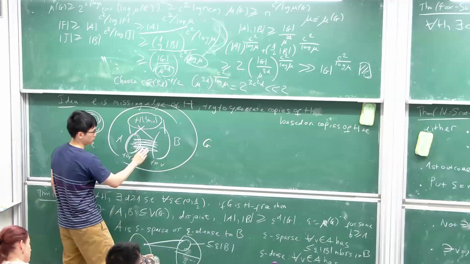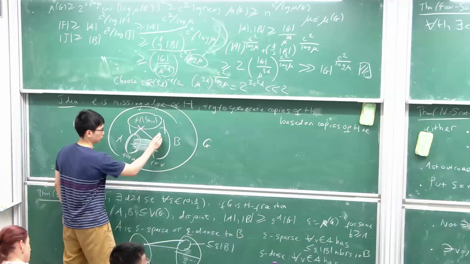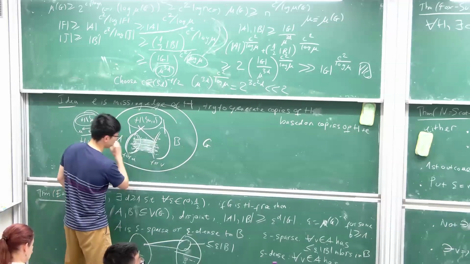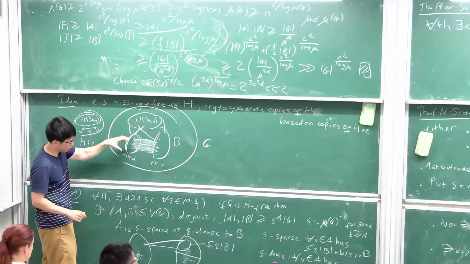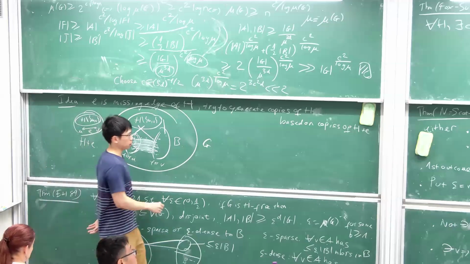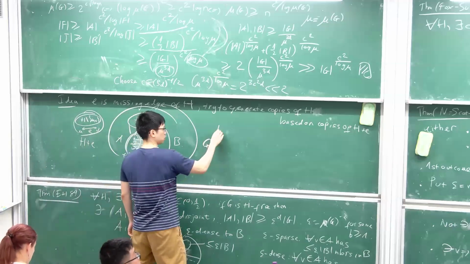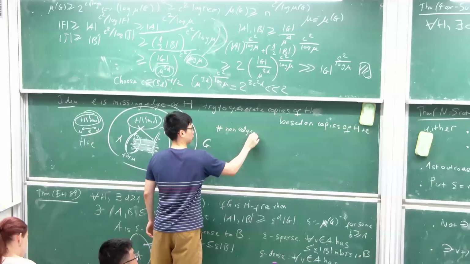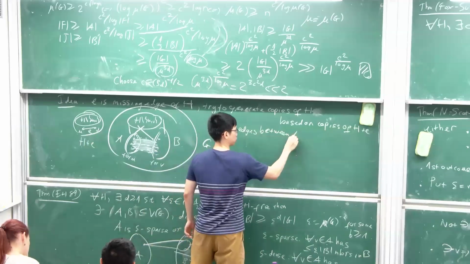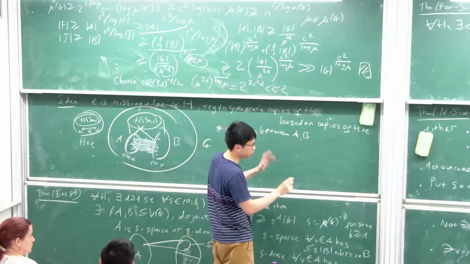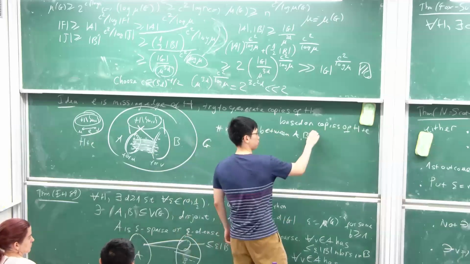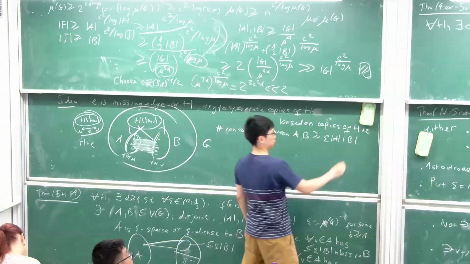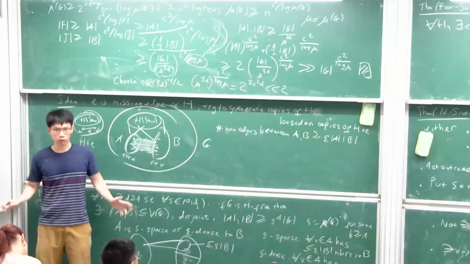Okay, so now let me try to erase this and say: the number of missing edges between A and B in G has to be decent. And what do we mean by decent? The number of non-edges between A and B, again avoiding technicalities, has to be at least say epsilon times A, delta.